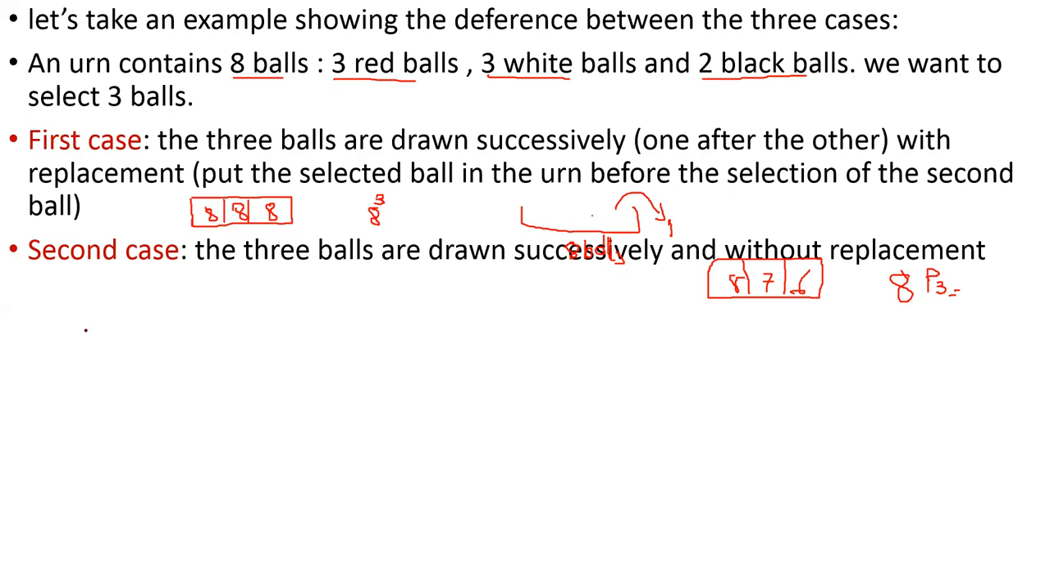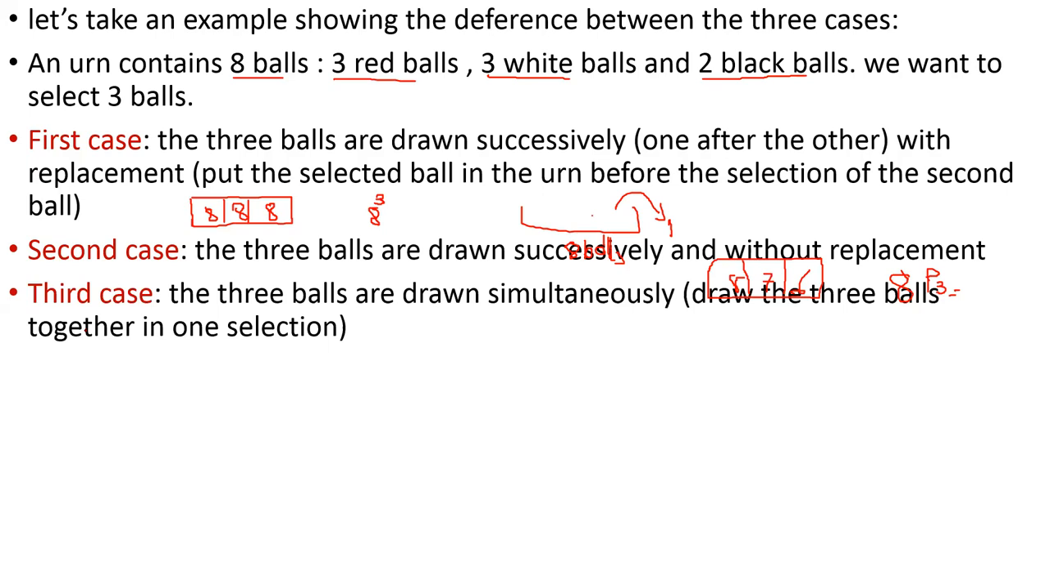Third example, the 3 balls are drawn simultaneously. Simultaneously means at the same time, as one selection, not one after the other. Simultaneously means draw the 3 balls together in one selection.